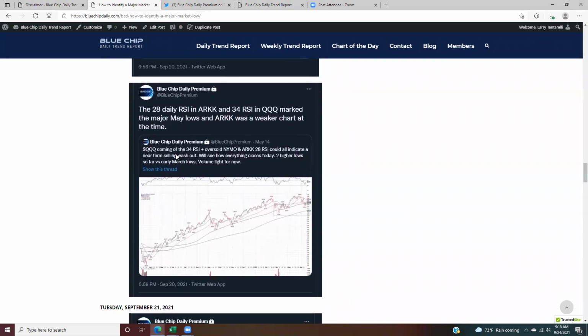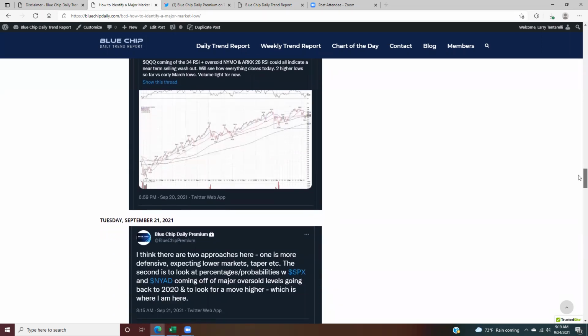So I also posted that night a recap of a tweet that I posted May 14th that showed when triple Q came off the 34 RSI, and this was something that I discussed with members also in real time back in May. This marked the May lows, triple Q 34 RSI, ARKK 28 RSI. These all indicated, as I commented back in May, that it could indicate a near-term selling washout. It did. That was the lows for triple Q and ARKK. And I just posted that reminder that often that 28 to 34 daily RSI range often marks major market lows.